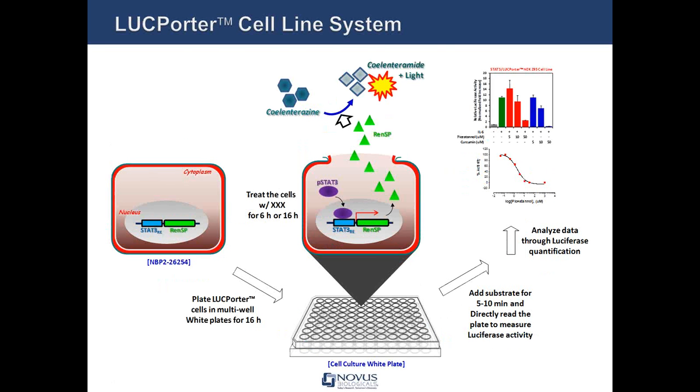The LUCPorter cell-based assay is much simpler, and all you need is just one white plate. You can plate LUCPorter cells in a white plate for 16 hours, and you can treat the cells with whatever ligands, agonist, or agonist plus antagonist for 6 hours or 16 hours. And then after that, you can directly add substrate into the same white plate for 5 to 10 minutes, and then you can read the plate and analyze the data through luciferase quantification.